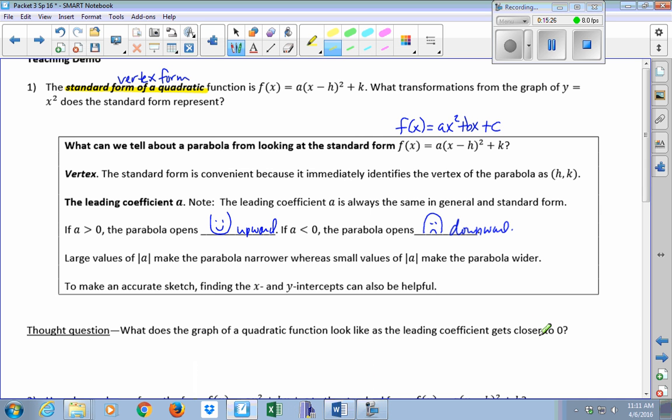So those are just things that you can look at as you look at each of your graphs, each of your equations: look at a. And don't just think about whether a is going to open the parabola up or down, but think about how narrow it will be if a is a fairly large number in absolute value, or if it's a really small number, it's going to be really wide.